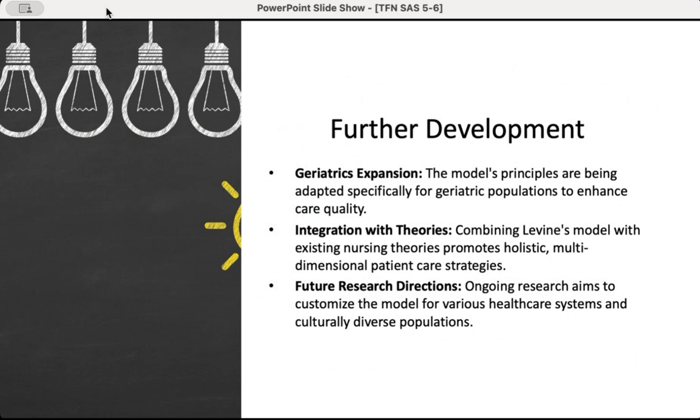In terms of integration with theories, we are combining Levine's model with existing nursing theory, which promotes holistic, multidimensional patient care strategies. As mentioned earlier, we are also considering the environmental theory of Nightingale as what we're trying to integrate with the theory of Levine. However, Levine's theory has something to do with its promotion because of its holistic approach to the patient. So it can really be combined with other theories. It's somehow versatile. With future research direction, we have ongoing research that aims to customize the model for various healthcare systems and culturally diverse populations.